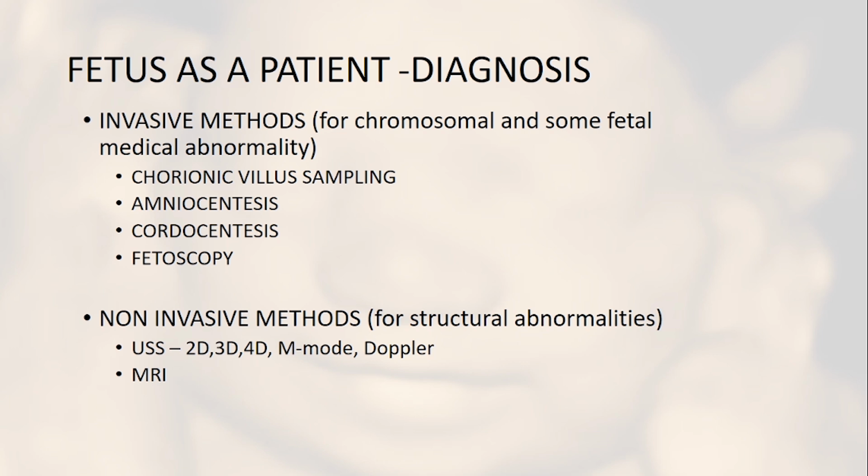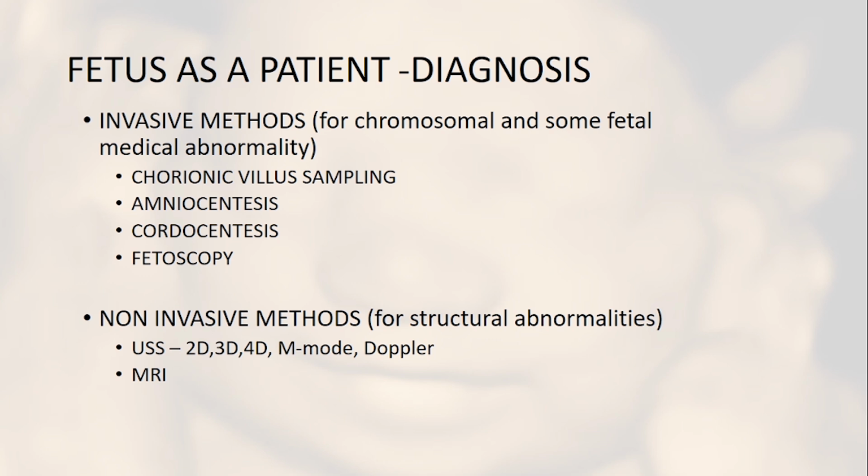In chorionic villus sampling, this is done at about 11 to 13 weeks, where a sample of the placenta is taken for karyotypic and genetic analysis. Amniocentesis is done after 14 weeks. A sample of the amniotic fluid is taken, and then also cells in there are cultured for genetic and chromosomal analysis.